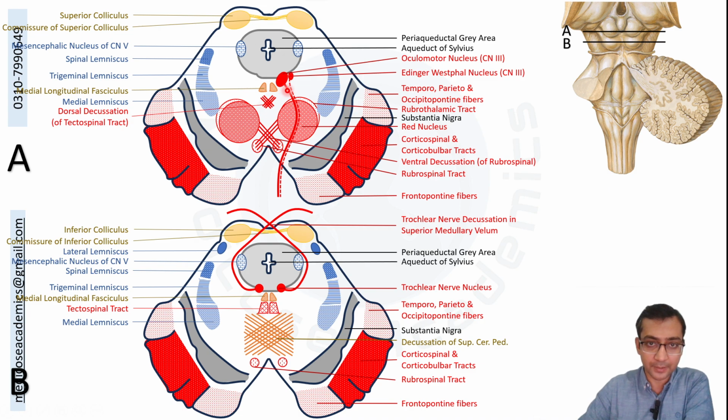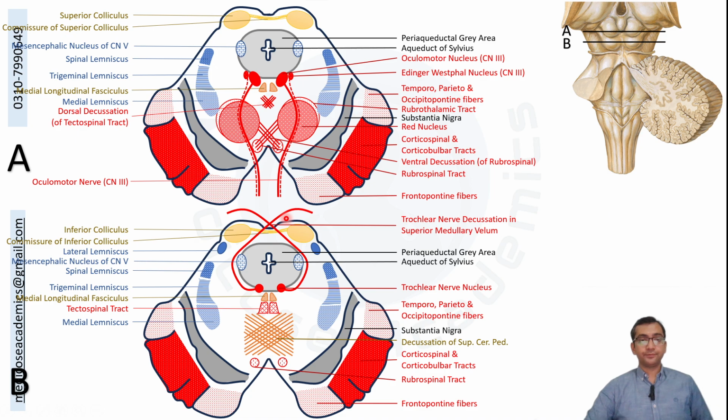Visibly you cannot see them separately. It moves anteriorly through the red nucleus and exits through the interpeduncular fossa as it moves forward. The same can be seen on the opposite side, the oculomotor nerve nucleus and the Edinger-Westphal nucleus giving rise to the oculomotor nerve. So that's most of the tracts.